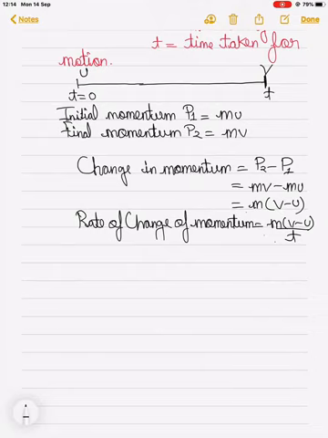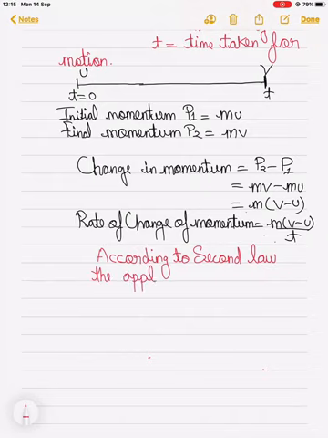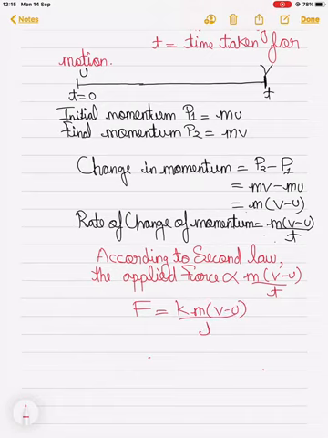Now we know that according to the second law, the applied force is directly proportional to m(v minus u) upon t, and we know that force is represented by capital F. In place of proportional we introduce a constant, that is k. So F is equal to k m(v minus u) upon t.